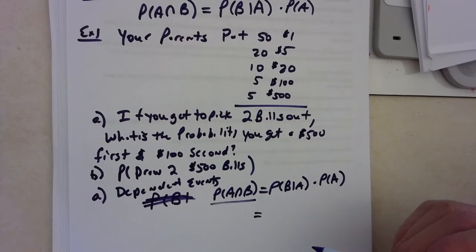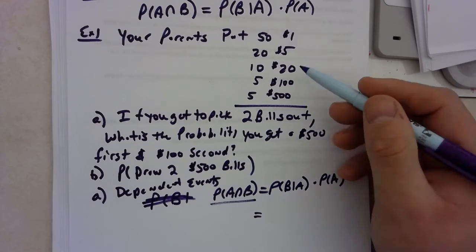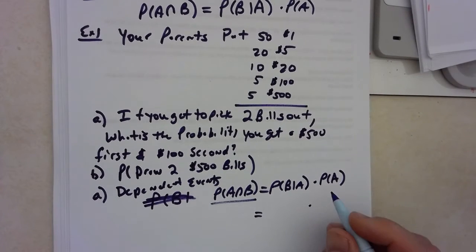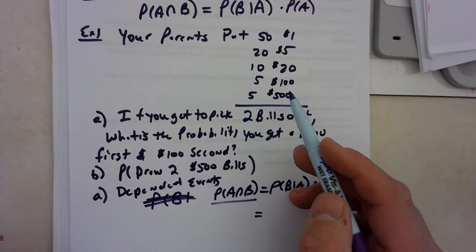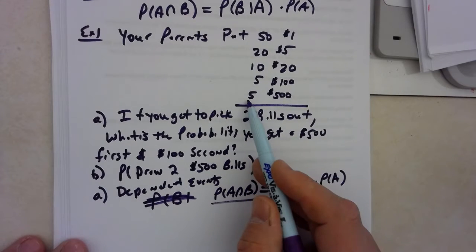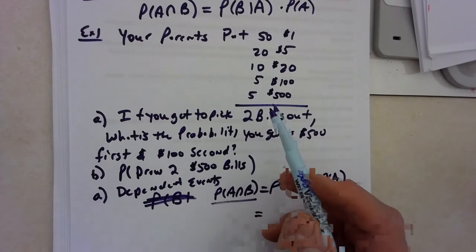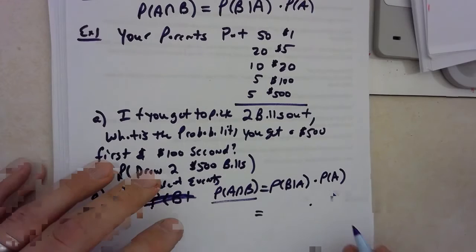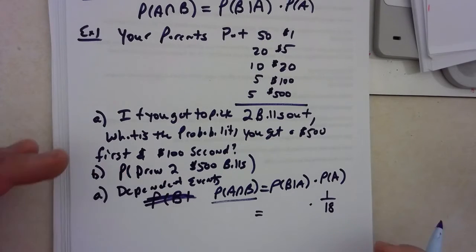Hold on. I said I'd let Kai answer this because he was really fast. Kai, what's the probability that I get a $500 bill first? 5 over 90, right? Which reduces to 1 over 18. Which one do you want to use? I like 1/18. Got that from 5 over 90.